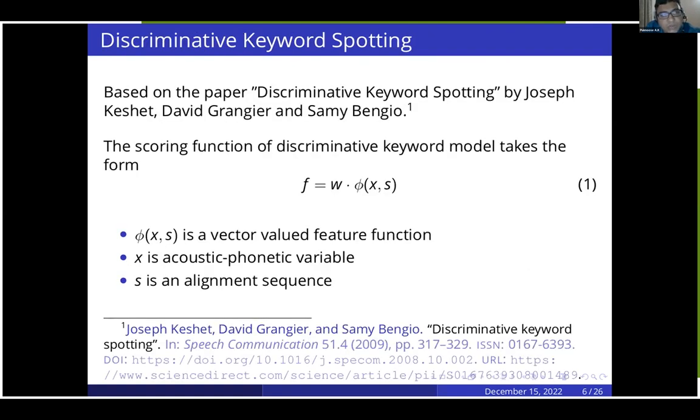Now, discriminative keyword spotting is based on the paper by Joseph Keshet, David Grangier, and Samy Bengio. This is actually a pretty old paper, 2009. So there will be a scoring function for every keyword, w.phi(x, s). Phi is a vector valued function, x is an acoustic phonetic variable, and s is an alignment sequence.